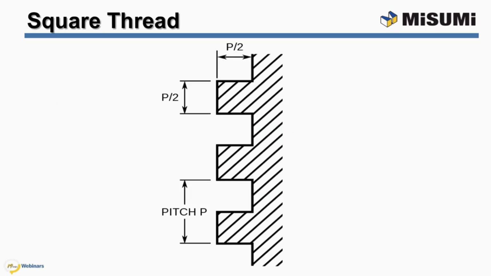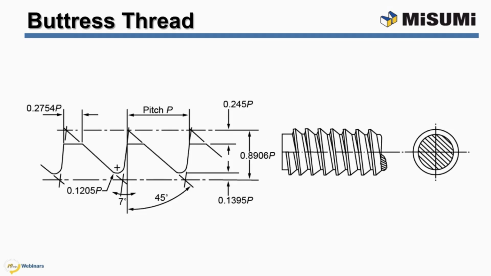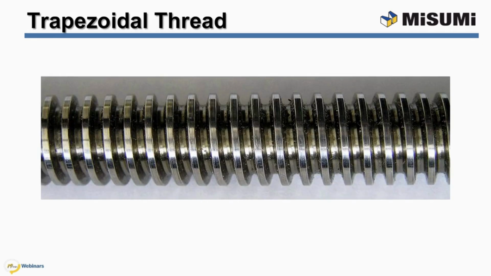Square threads are the most efficient thread form as they have the least amount of friction. As a result, the square form is often used in high-power applications. The drawback of the square form is that it is the most difficult form to manufacture, thereby making it the most expensive. Buttress threads are effectively square threads with half of the thread cut off, changing the rectangle to a triangle. This form can only be used in applications where the force is applied in only one direction. This thread is used because they are easier to manufacture than square threads, but they have the same efficiency.